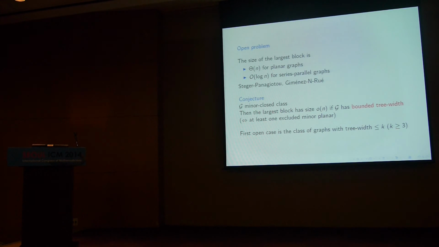The first open case would be exactly the class of tree width at most k. Tree width 2 is series-parallel, and that is done, but already from k on, we don't know how to do it, because we don't know how to count precisely graphs with a given tree width. And I think that's all, and thank you for your attention.